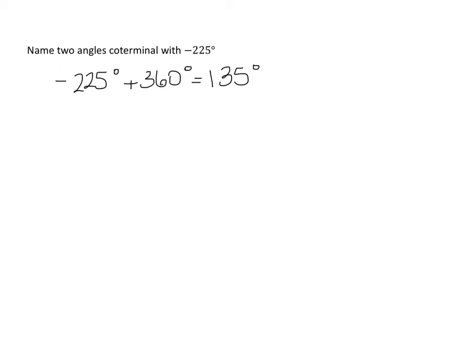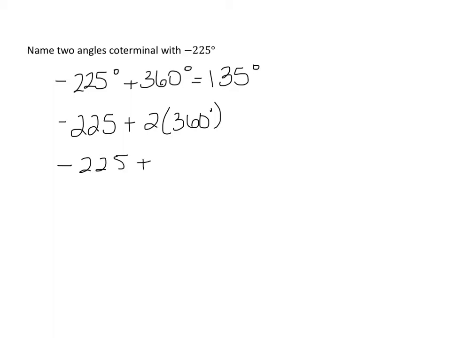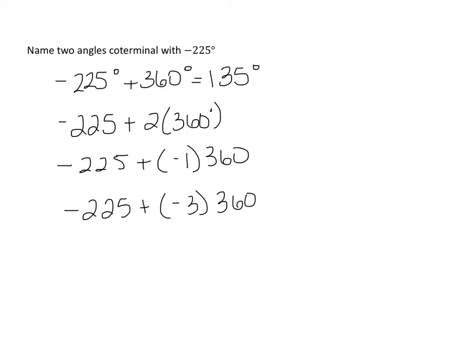I could add 2 times 360. I could subtract 360 degrees. I could subtract any multiple of 360. Every one of these will give me an angle coterminal with negative 225 degrees.